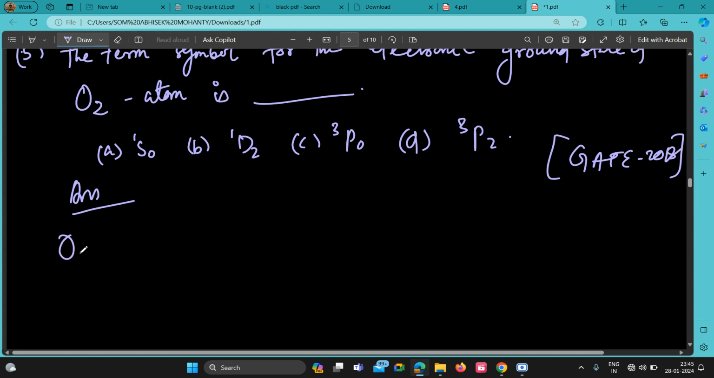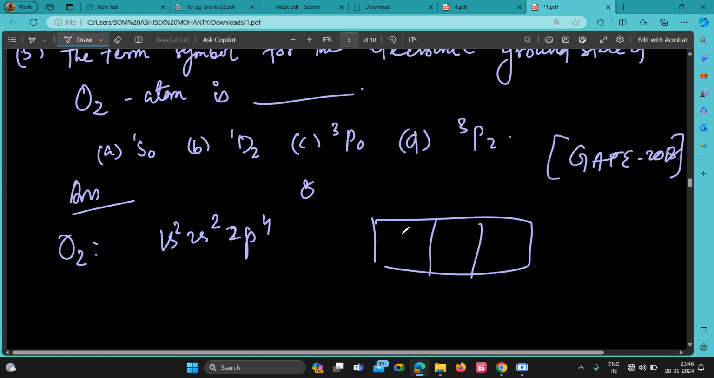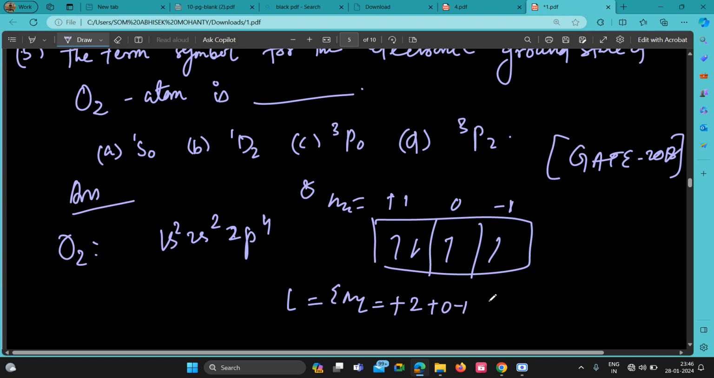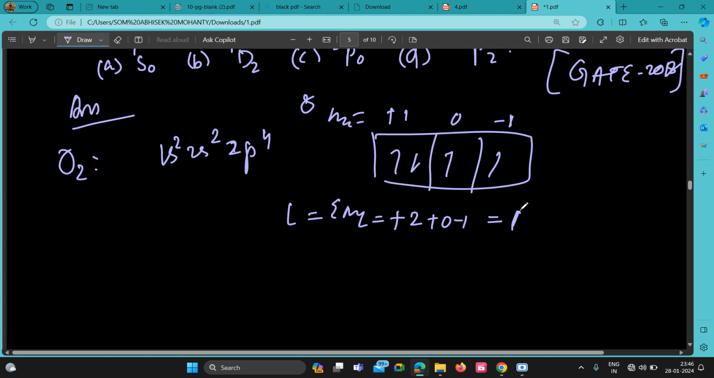So oxygen, right? Oxygen atomic number is 8, 1s2 2s2 2p4, isn't it? So 2p is the one that is not complete: plus 1, 0, minus 1. One more is left. These are ml values. So L is the summation of ml. That is plus 1 into 2, that is plus 2, plus 0, minus 1. You got how this calculation is done. These are ml values, so L will be 1.